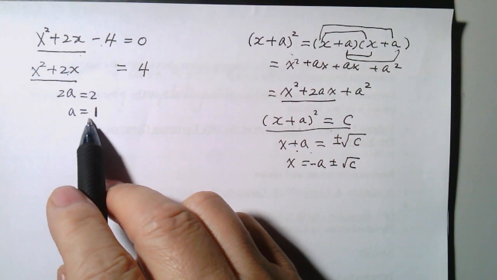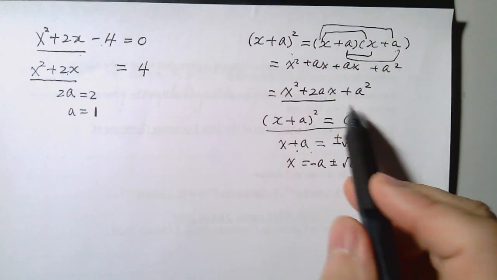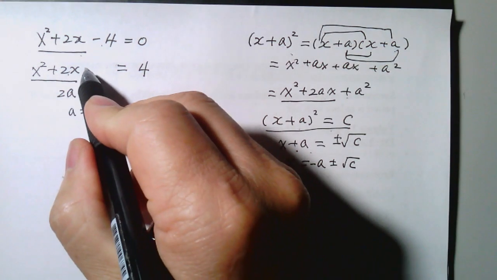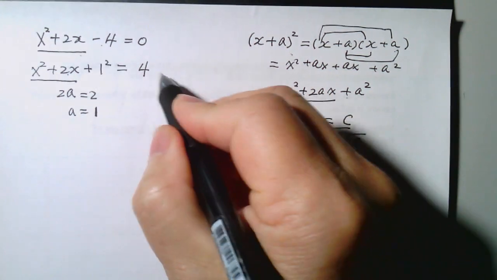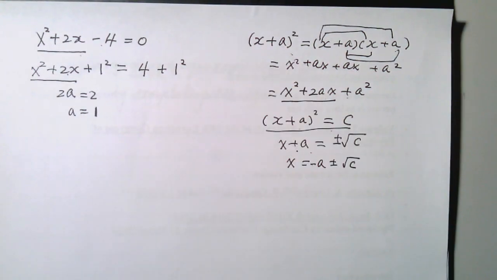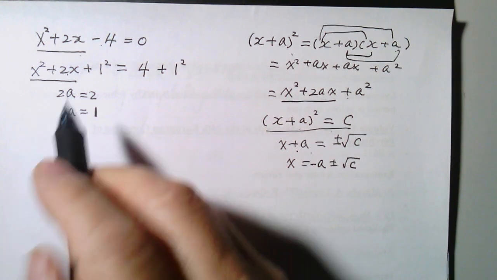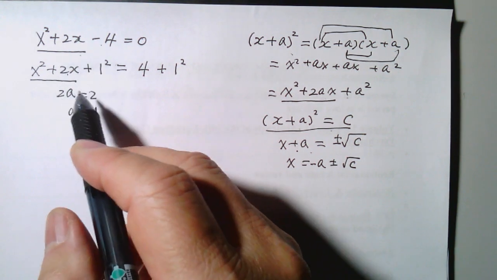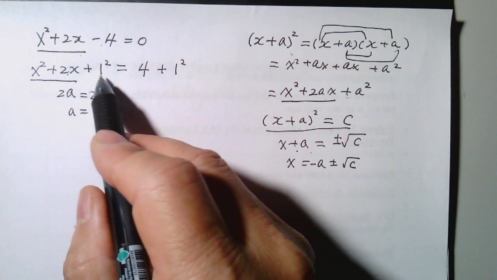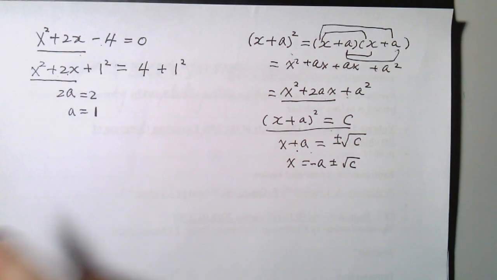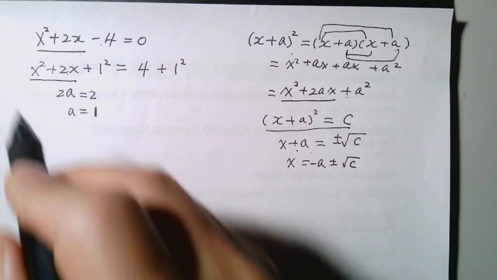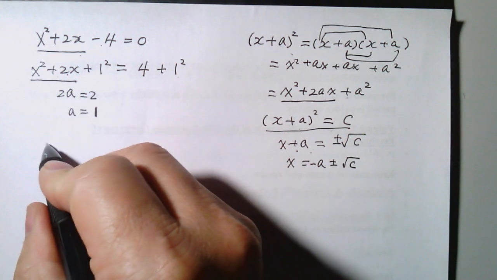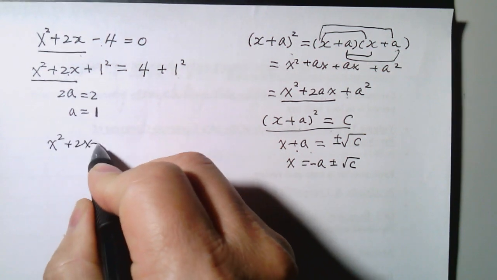So when a equals 1, according to this you add 1 squared, and you will get a perfect square. In other words, you just take this number, divide by 2, and square it. That's what you're going to add. So now I get x squared plus 2x plus 1 equal to 5. So here I have x squared plus 2x plus 1 equal to 5.